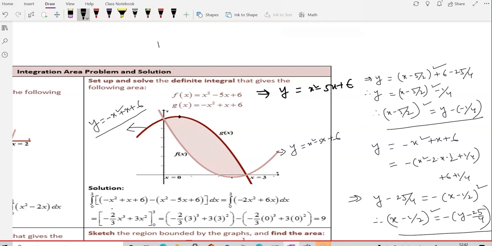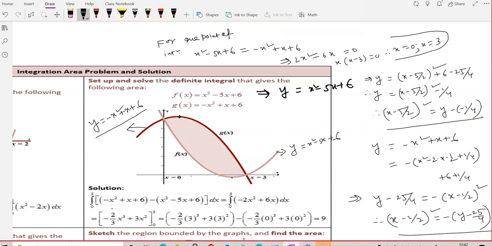For the points of intersection, you will be solving the two curves algebraically. x square minus 5x plus 6. Compare their values of y, with minus x square plus x plus 6. This is going to be 2x square minus 6x equal to 0. Everyone can see it's going to be x equal to 0.